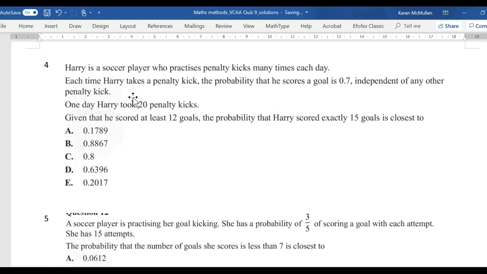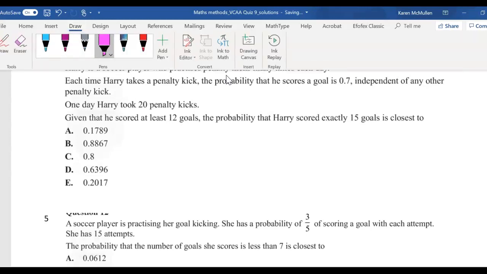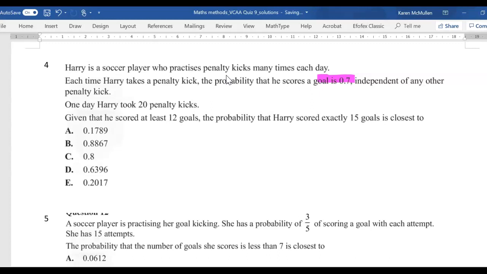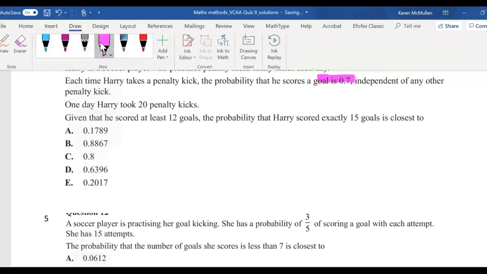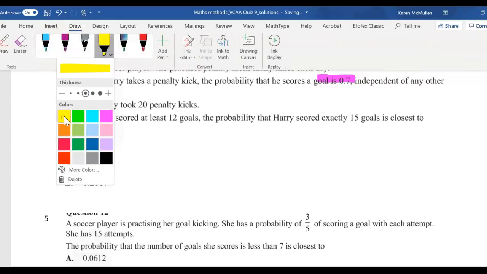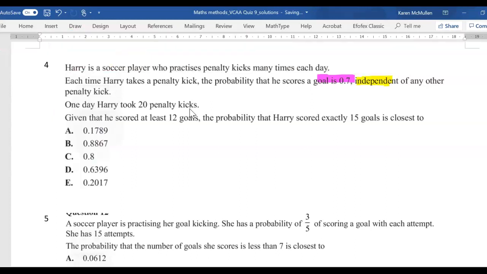Okay, let's move on. Question 4: Harry is a soccer player who practices penalty kicks many times each day. Each time Harry takes a penalty kick, the probability that he scores a goal is 0.7. Let's highlight that: independent of any other penalty kick. So it's not like he gets better each time. He's the same each time. So it's independent.